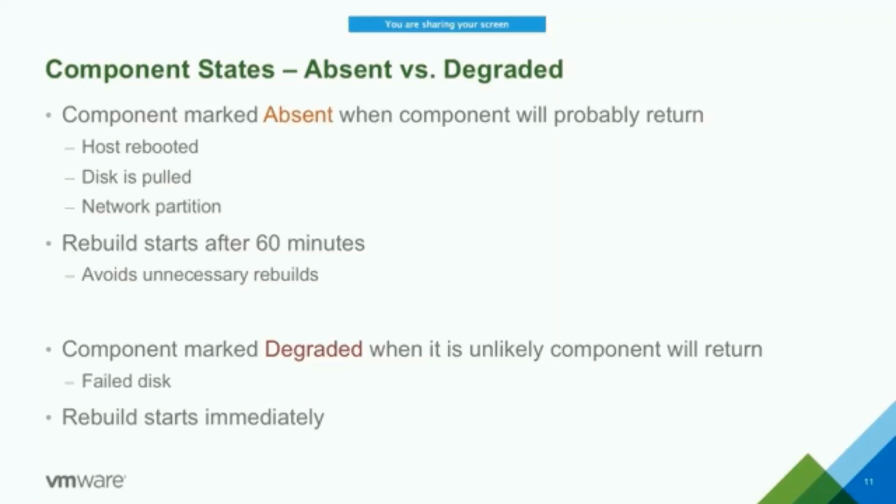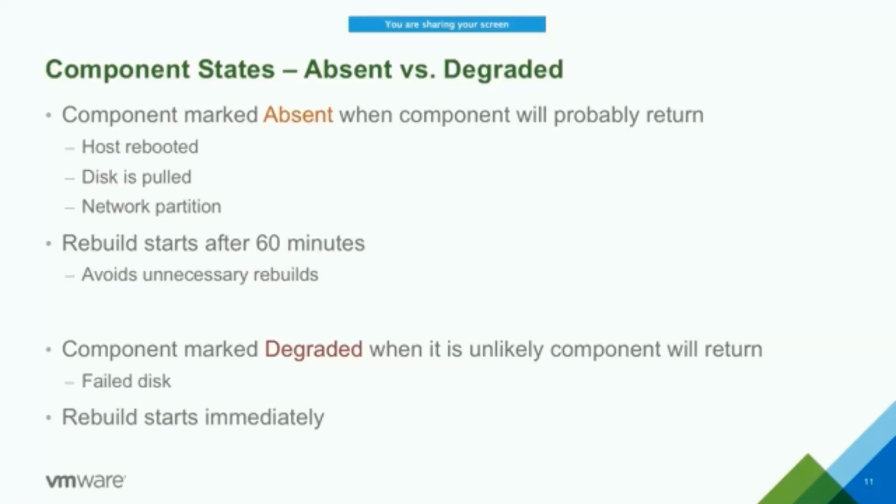And the reason for that is we want to minimize I/O. So we don't want to have any unnecessary I/O unless it's going to be a more permanent or semi-permanent loss. Then at that point we'll rebuild it and regain the availability, having two mirrors of that particular component, in other words. Now, when a component is marked degraded, vSAN does not expect that component to come back.